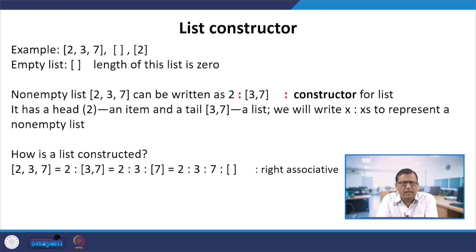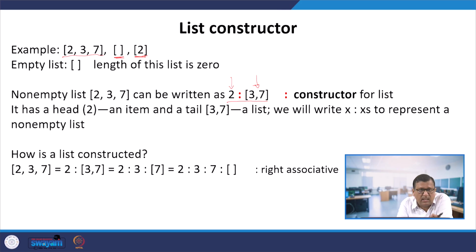Okay, now we consider lists in Haskell. List is a very important data structure in Haskell, and lists are represented in this way. So this is one list, a non-empty list. This is an empty list, and this is a list with one element. So the length of an empty list is 0. Now a non-empty list can be written this way as well. We can write it as a head and a tail. This is the thing we discussed in pairs. So this is a head and this is a tail.